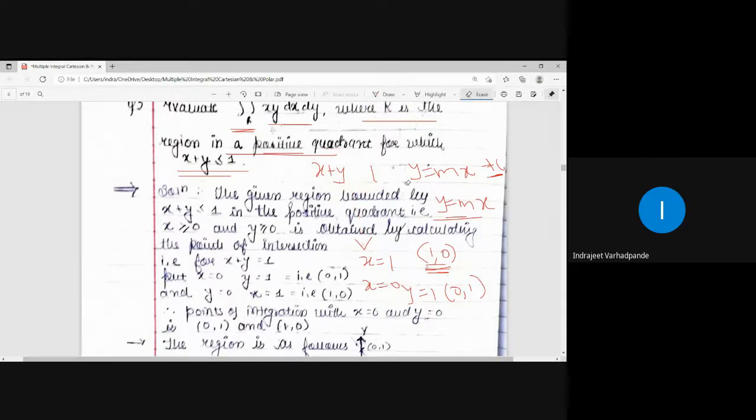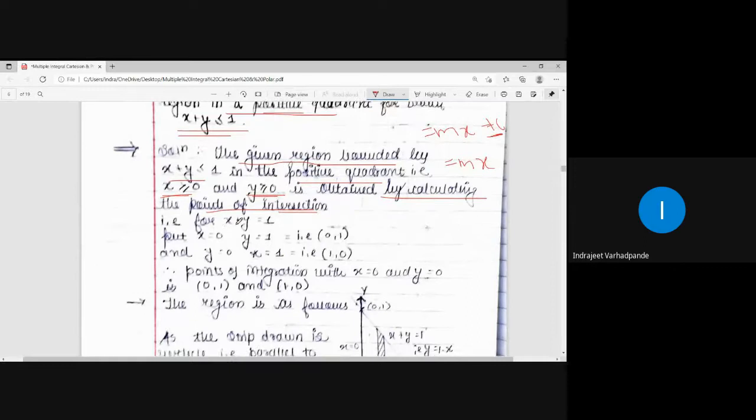So this is how we move ahead with the solution. After determining the region, I will be taking up the strip, and that strip will give us the limits. The solution says that the given region is bounded by x plus y less than or equal to 1 in the positive quadrant. That is, x is greater than or equal to 0 and y is greater than or equal to 0. In the first quadrant, both the values are positive and obviously greater than or equal to 0, which is obtained by calculating the point of intersection.